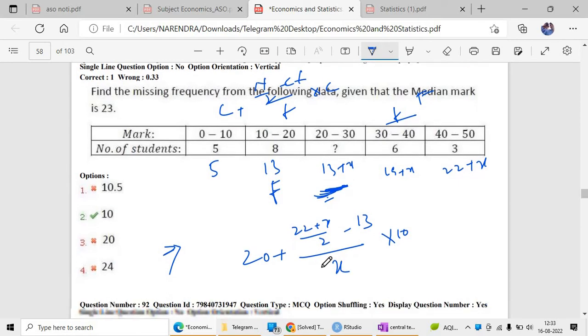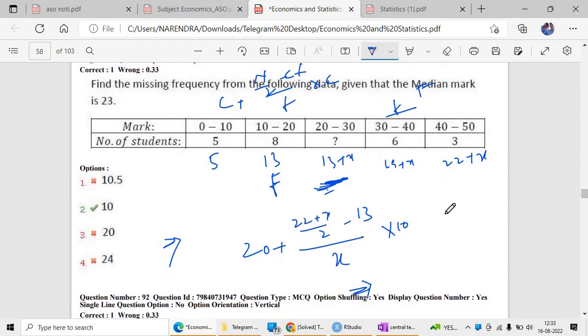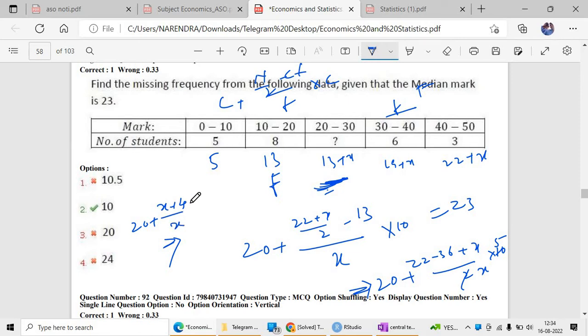So this is equal to 23. So after calculation, 22 plus x by 2, minus 13, by x, into 10. So 2 fives are 10. So finally we get 20 plus (x minus 14) by x into 5 equal to 23.